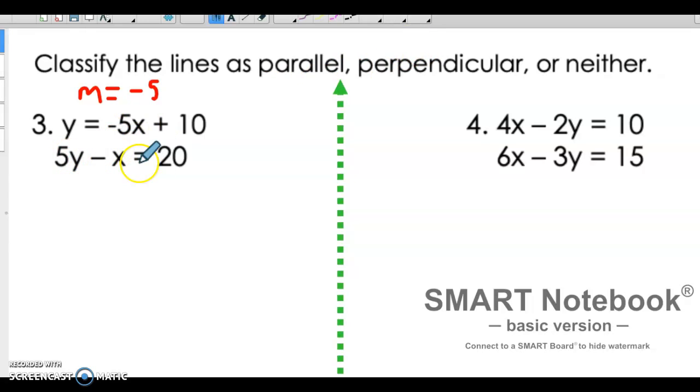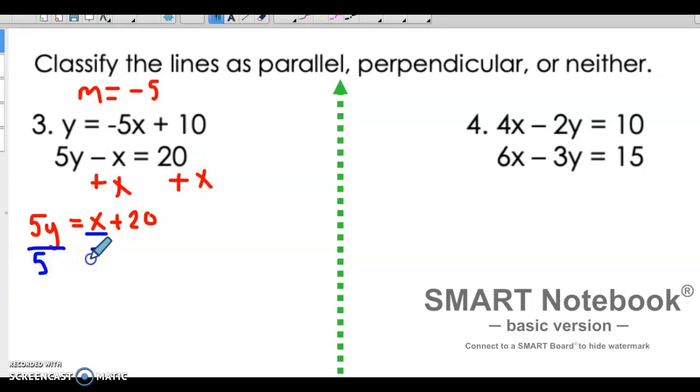So for 5y minus x equals 20, let's get that in y equals mx plus b form. So let's add x to both sides. When we do that, we get that 5y is equal to x plus 20. And now we're going to divide all three terms by 5 to get y by itself. So we're going to divide by 5 here, here, and here. So these 5s make a giant 1.